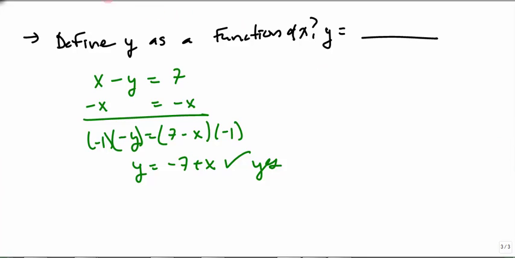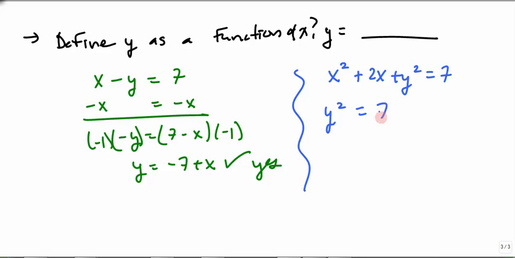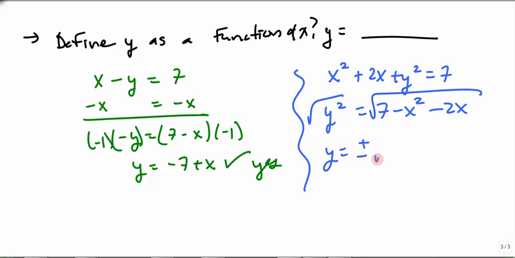Let's go ahead and look at another example. For this example, let's look at x squared plus 2x plus y squared equals 7. Now if I tried to solve this for y, I get y squared equals 7 minus x squared minus 2x. I'd move everything across. And then to solve for y, I'd have to take the square root of both sides. So I'd get y equals plus or minus the square root of 7 minus x squared minus 2x. Now this is solved for y equals stuff, but what we have here is two separate expressions. We have a positive and a negative.